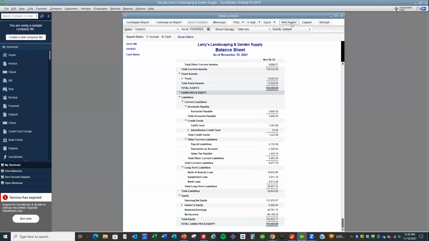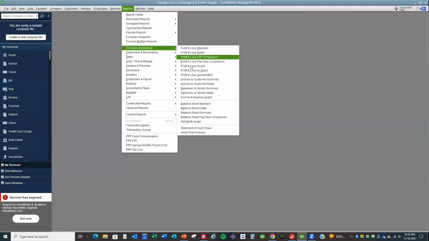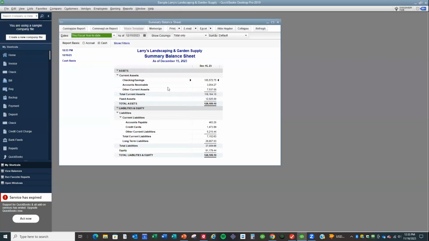Now, again, I think I already collapsed this. The balance sheet actually has an even more summarized version that would be good for the bank. And that would be this one right here. Same thing, but they cut out any of the detail. It just gets into the cash accounts, doesn't detail the fixed assets, just says accounts payable, doesn't tell you how much each credit card is. But for a bank's review, this would be fine.